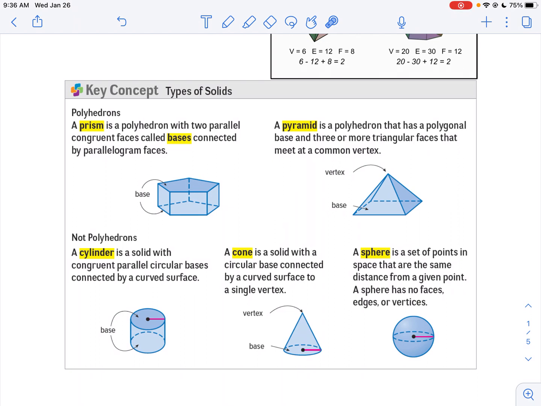Now, cylinders, cones, and spheres are not polyhedrons because they're made of shapes other than polygons, so they're curves. A cylinder is kind of like a prism, except it has circular bases. A cone is kind of like a pyramid, except it has a circular base. And then a sphere would be your three-dimensional circle.